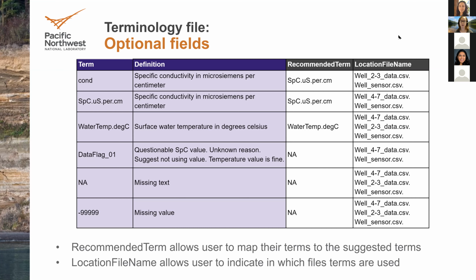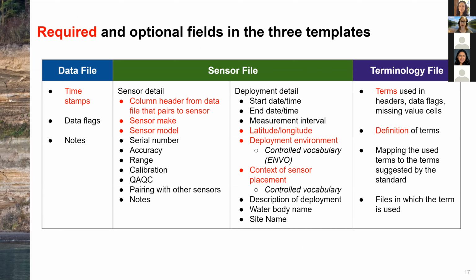And then this last field here, location file name, is to indicate where the different terms were used. So if you have, for example, two data files and one of them uses the COND term and the other file uses the SPC term, you can indicate which file uses which one. So we went through those very quickly. Just going to show them all at once again. But yeah, happy to go into more detail about any of those or talk about them at another time if you'd like to.